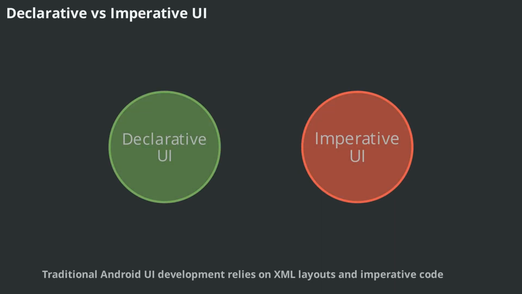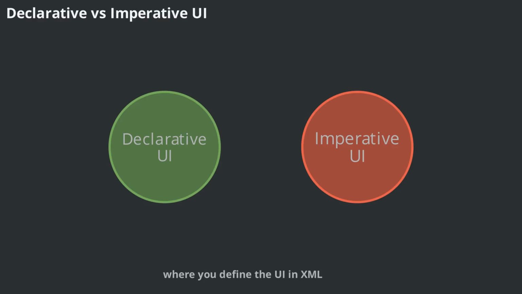Traditional Android UI development relies on XML layouts and imperative code, where you define the UI in XML and update it programmatically as the state changes. Jetpack Compose, however, uses a declarative approach. You specify what the UI should look like based on the current state, and Compose automatically updates the UI when the state changes. This shift eliminates manual intervention, reduces code duplication, and enhances reusability. With composable functions, you can easily create and reuse UI components, making development more efficient and less error-prone.